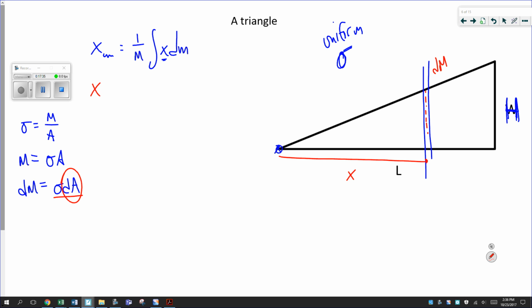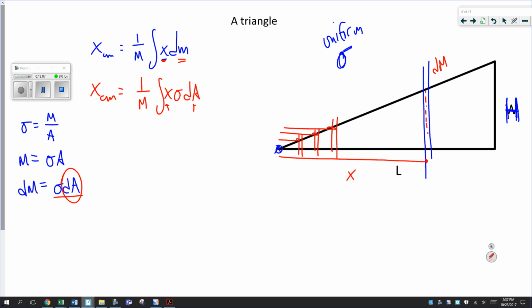Because again, what we can't do is, well, x is a variable, because x could be this, or this, or this, because there are little strips here, and here, and here. So we can't integrate a variable with respect to a different variable. And even if I say dm is sigma times dA, I still can't integrate with respect to a different variable. So can I express dA in terms of dx?